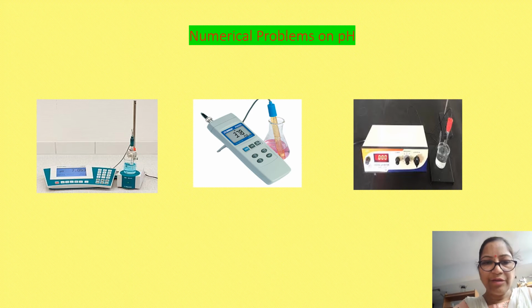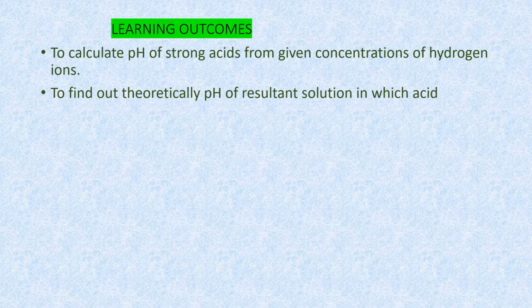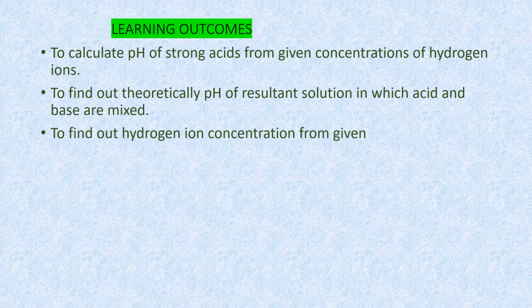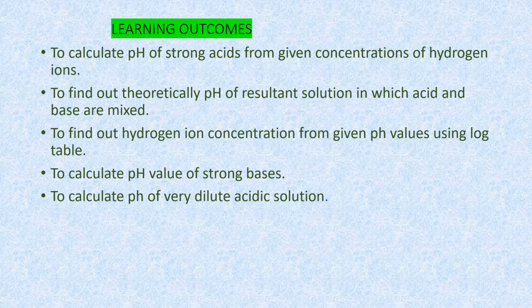Hello everyone. Today we are going to discuss the numerical problems based on pH value of solutions. After going through the video, students will be able to calculate the pH of strong acids from given concentrations of hydrogen ions, to find out theoretically the pH of the resultant solution in which acid and bases are mixed, to find out hydrogen ion concentrations from given pH values using log table, to calculate pH value of strong bases, and to calculate pH of very dilute acidic solutions.